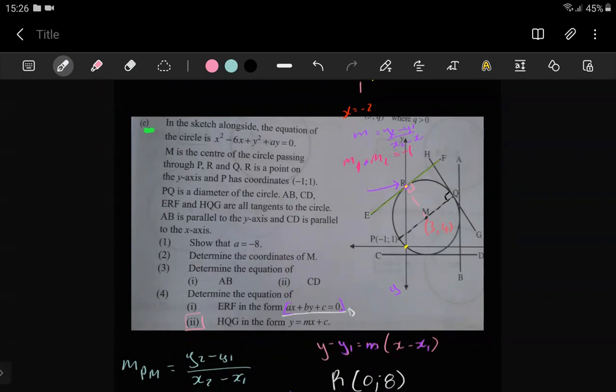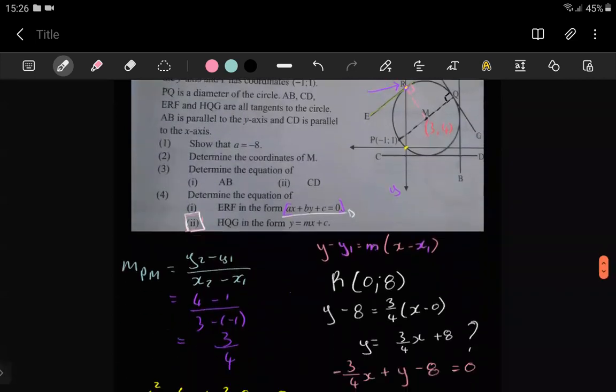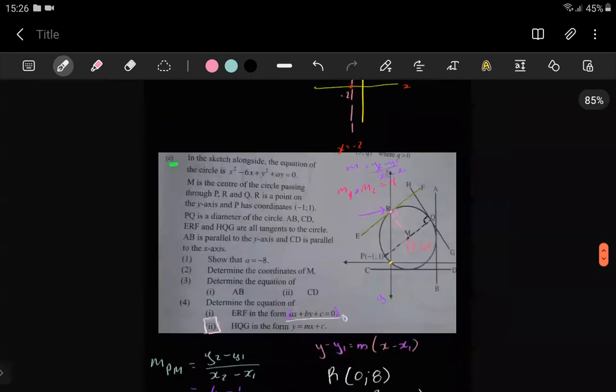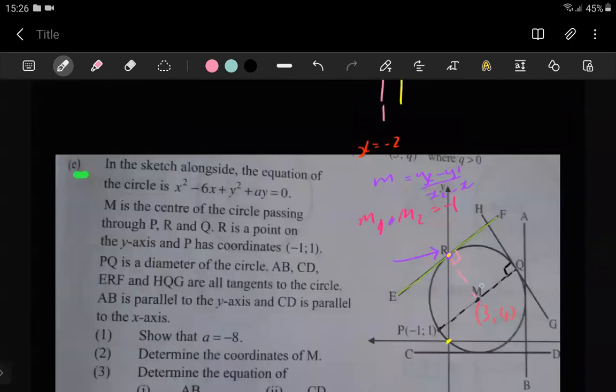Well, we need the gradient, right? Can't you use your 3/4? Is that for a different line? Oh yeah, we can definitely use the 3/4 to help us get the gradient of HQG. Because we have the gradient of this line here, we worked it out, and we also know that the line is perpendicular to our tangent. That's information that we know.